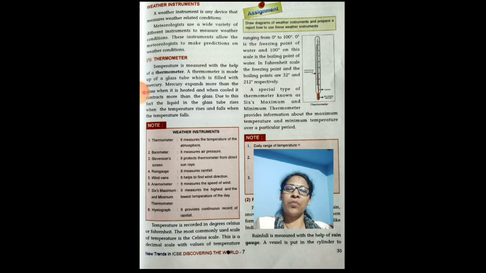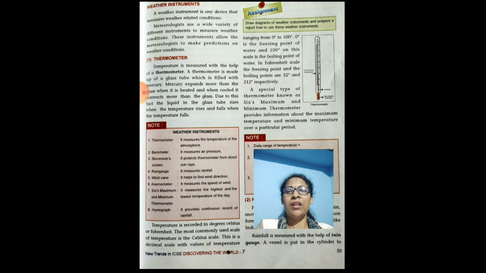The first instrument we are going to study is the thermometer. You all know what a thermometer is. Temperature is measured with the help of a thermometer. A thermometer is made up of a glass tube. As you can see in the right corner, there is a picture of a thermometer tube. A thermometer is made up of a glass tube which is filled with mercury.